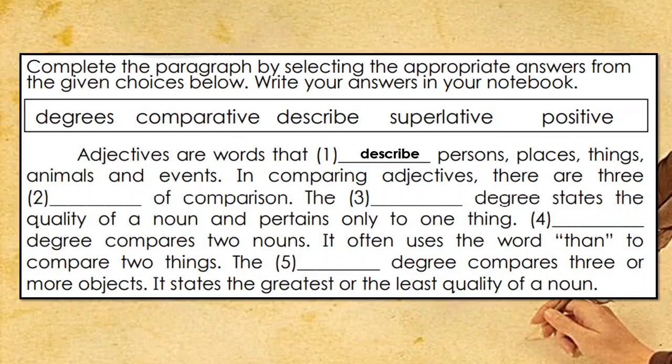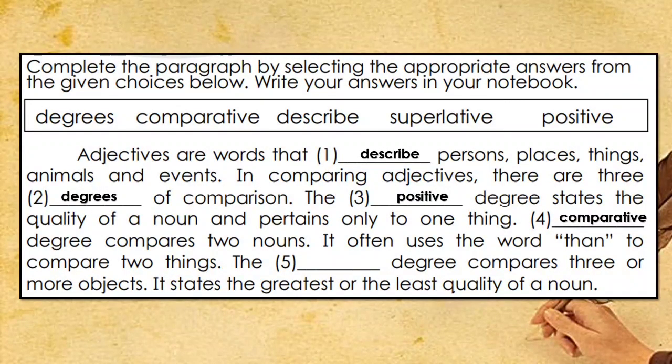In comparing adjectives, there are 3 blank of comparison. Correct. Degrees. Now, the blank degree states the quality of a noun and pertains only for one thing. Correct. Positive. Blank degree compares 2 nouns. Now, what's the answer? Comparative. Correct. It often uses the word than to compare 2 things.